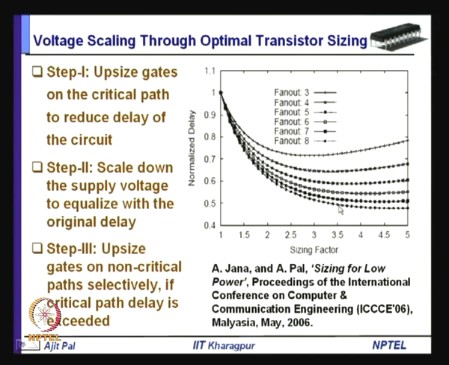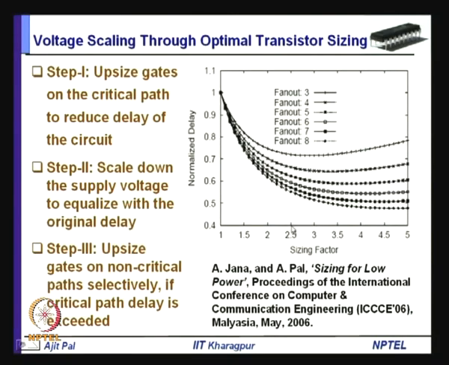That means, the sizing is more effective whenever the fan out is more. On the other hand, when fan out is less, the reduction in delay is less. As you can see, if we consider, say, sizing factor 2.5, in the first case, when the fan out is equal to 3, there is a small reduction. Here it is reduced from 1, it is normalized delay, to 0.85. On the other hand, if we consider this curve with fan out equal to 8, you can see it is reduced to 0.55. That means, the reduction is more.